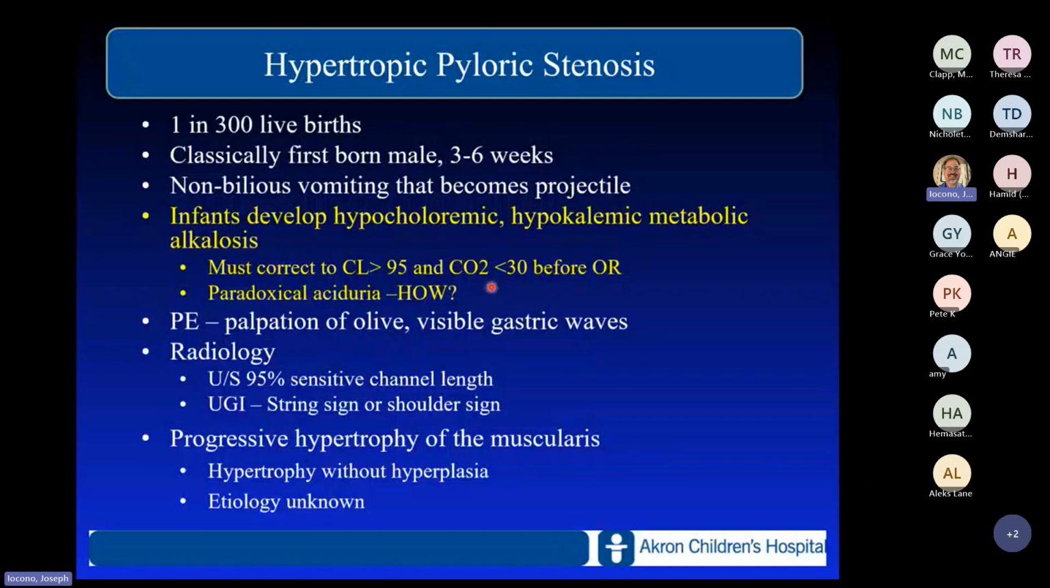Who's got non-bilious vomiting, which they'll say is projectile. Sometimes it is, sometimes it isn't. So you've got a gastric outlet obstruction. With a gastric outlet obstruction, they love to ask these questions. They get dehydrated. They get hypochloremic, hypokalemic alkalosis.